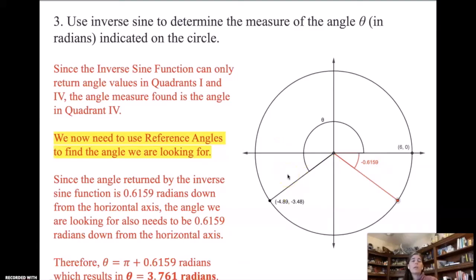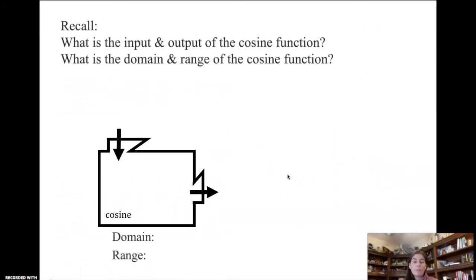All right. All of that has been done with the inverse sine function. Oh no, we can do the same thing with the cosine function. So let's do that. It says, what is the input and output of the cosine function?